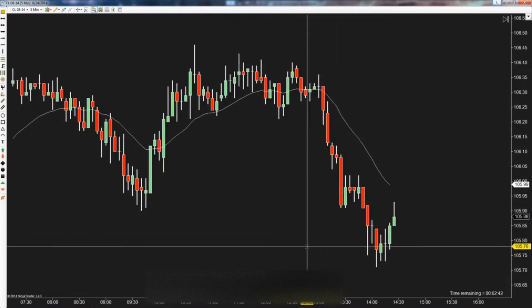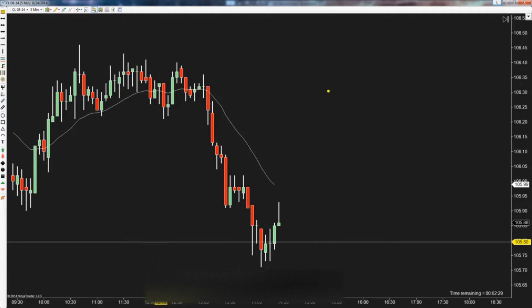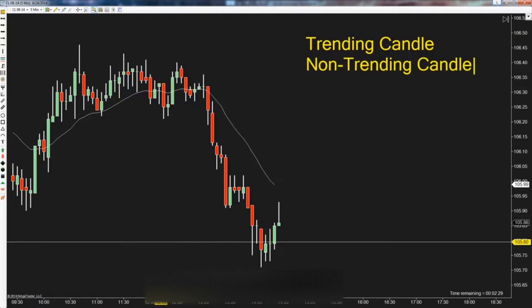So taking a look at the candlesticks, there's a couple different ways you can look at them. Yes, you can use patterns like dojis and haramis and all these different candlestick patterns, but in reality, if you break it down, it really comes down to looking at candlesticks in basically 2 different ways. You either have a trending candle or a non-trending candle. And that's really all you have.